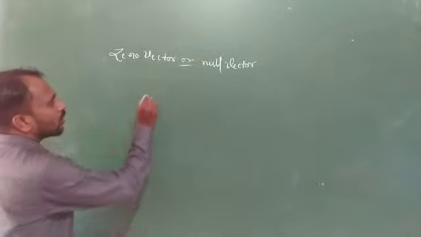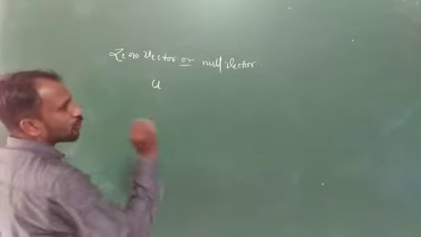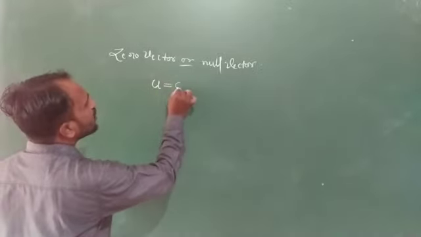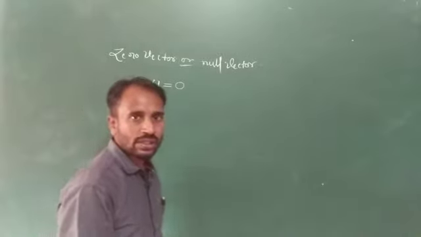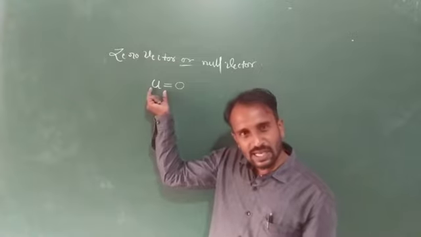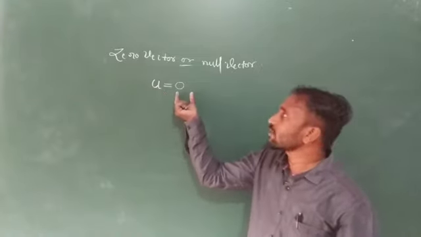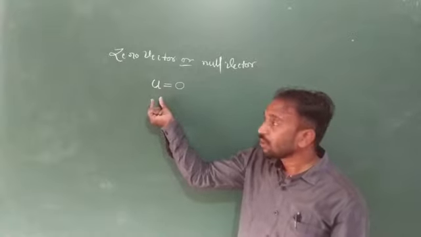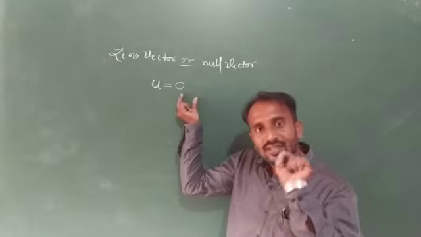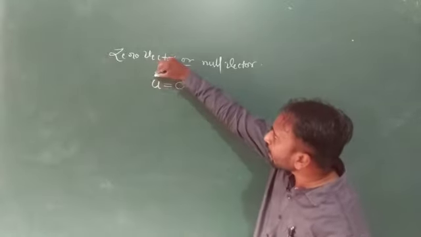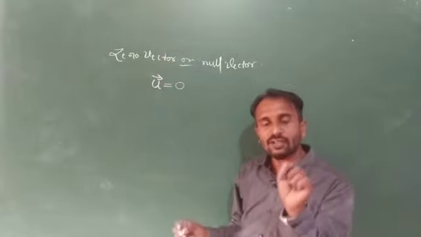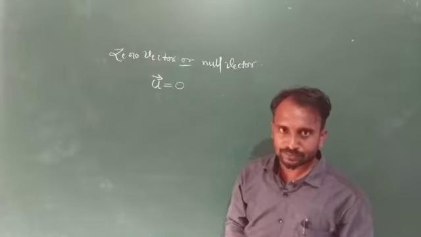For example, an object in a rest position. Its initial velocity we consider as 0. Initial velocity u is a vector quantity, but its value is 0. So 0 is the magnitude, but it still has a direction. Why? Because this is a velocity, but its magnitude is 0. The value is 0, but it has a particular direction.